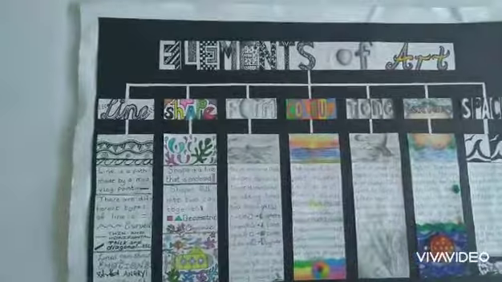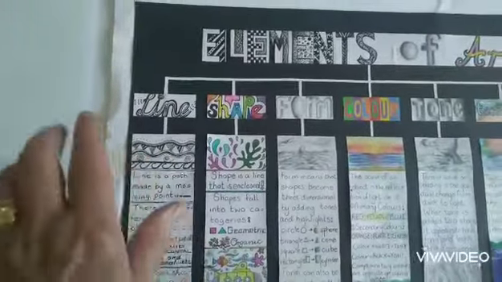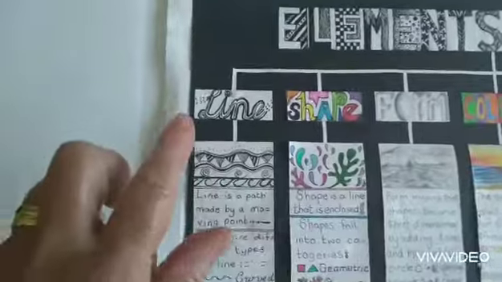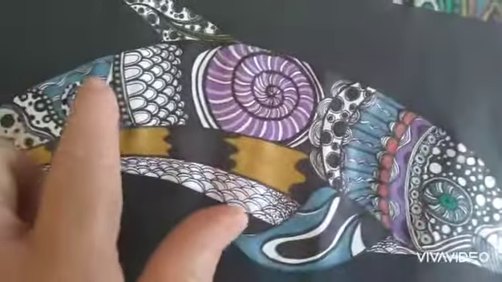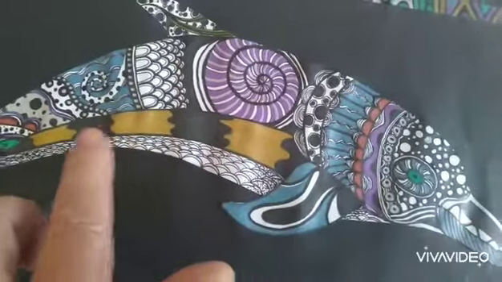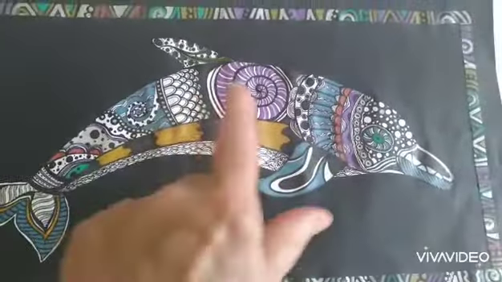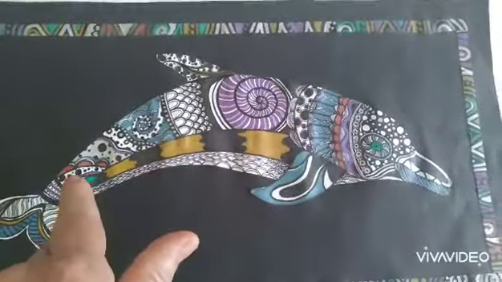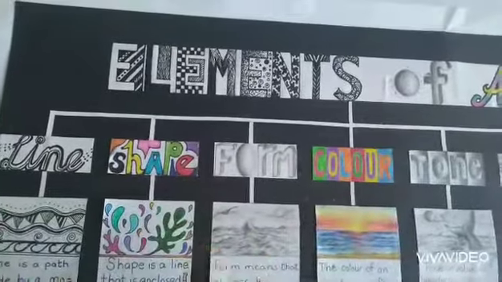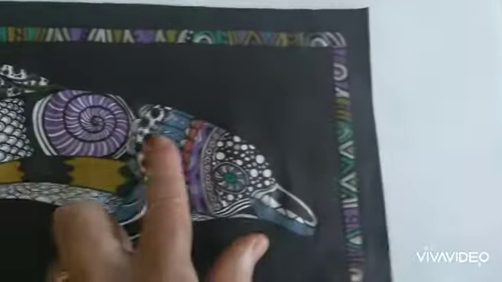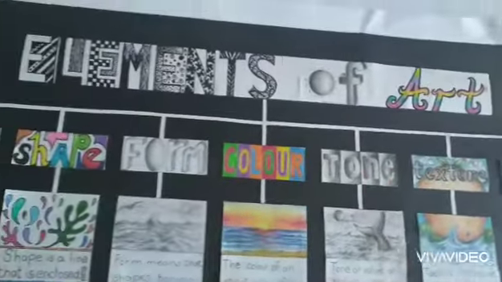So the elements that we use in this project, elements are what you use to create an artwork, is line. A lot of line, as you can see, we're using lines to create patterns and designs. Shape, the shape of the dolphin and the shapes within the dolphin. Okay, we're not using form. Form is when something looks 3D. Okay, color, yes, we are using color. That's correct.